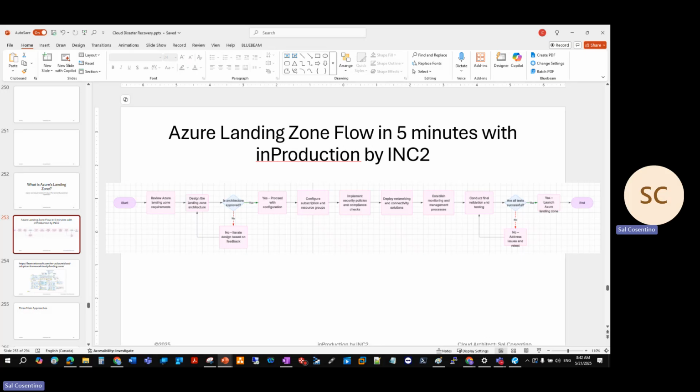every subscription consistently, right? So, being able to implement security policies, which is our next step, and compliance checks is important in any company. We need to be able to deploy network and connectivity solutions, right? We need to establish monitoring and management processes. We need to conduct final validation and testing. Are these tests successful? Yes. Are we able to launch the landing zone? No. Are we able to address issues and retest for that?